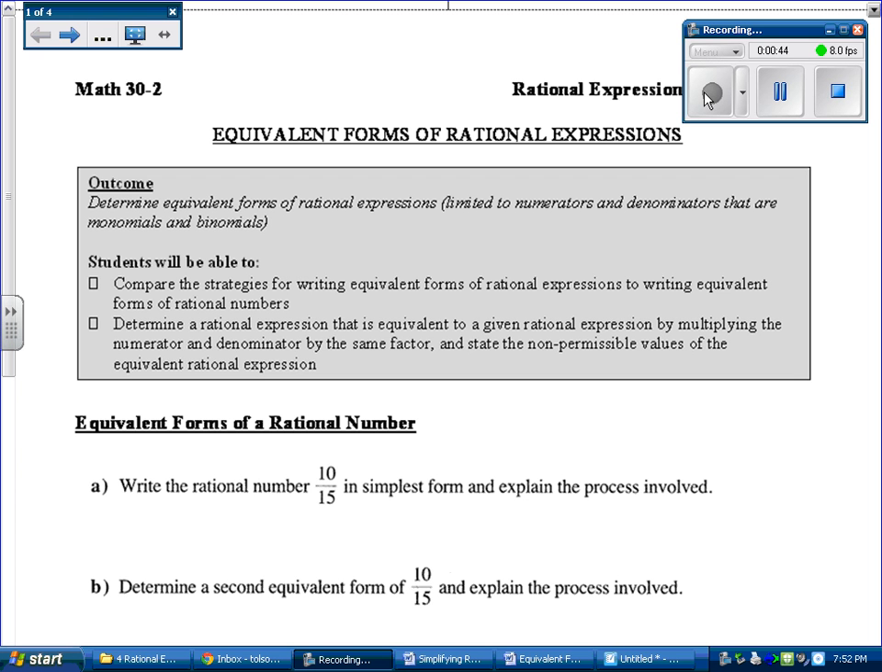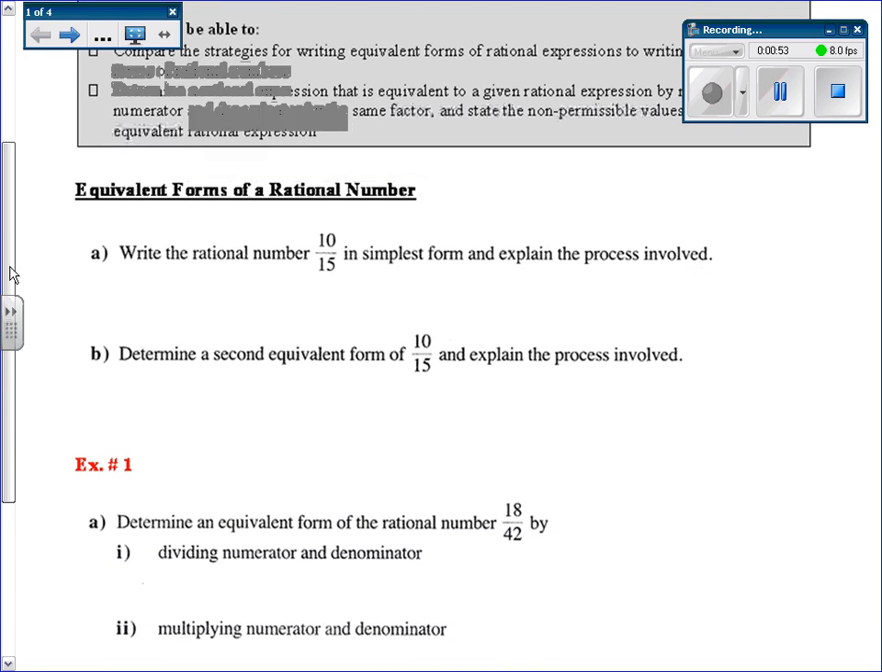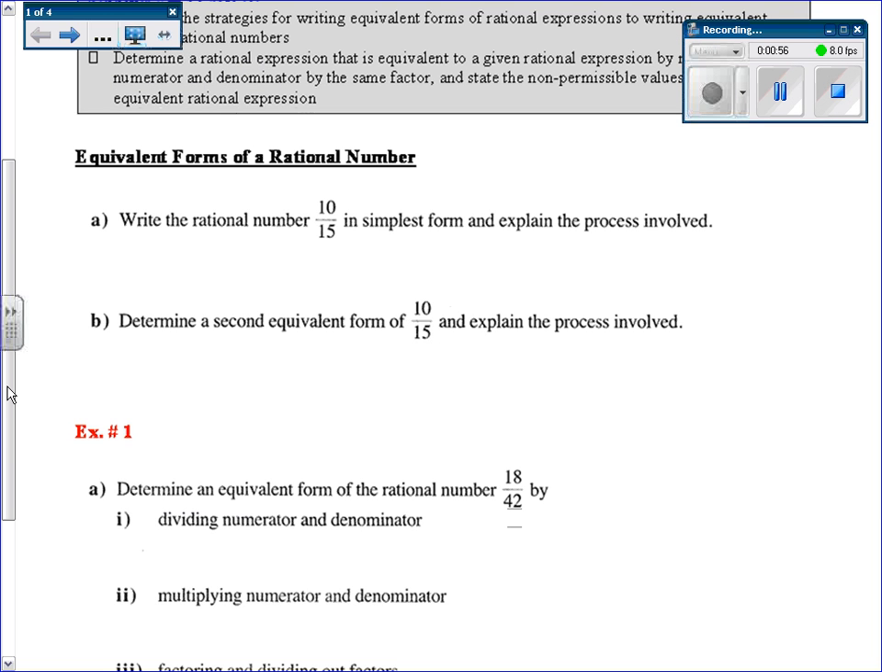Okay, so we're going to do a little bit of investigating first. Here we've already learned to write, or should have learned to write, equivalent forms of rational numbers, which just means writing in lowest terms. If we write the rational number 10 divided by 15 in simplest form, explain the process involved. What we're going to do is take the biggest number we can divide out of them both. So we're going to divide the top by 5, divide the bottom by 5, and what we get is 2 over 3. Another thing we can do is multiply the top and bottom by the same thing. So we can multiply the 10 by 2 and multiply the 15 by 2, and we can write this as 20 over 30. Those are both equivalent forms of that rational expression.